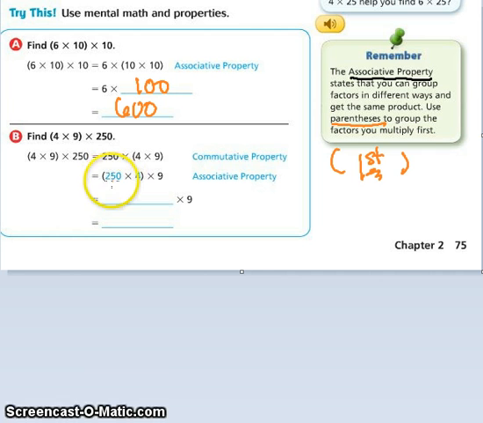Well, I know that 25 times 4 is 100. And then there's that extra 0 there. So now it becomes 1,000 times 9 is 9,000. Done. Much easier than trying to do 36 times 250, right?